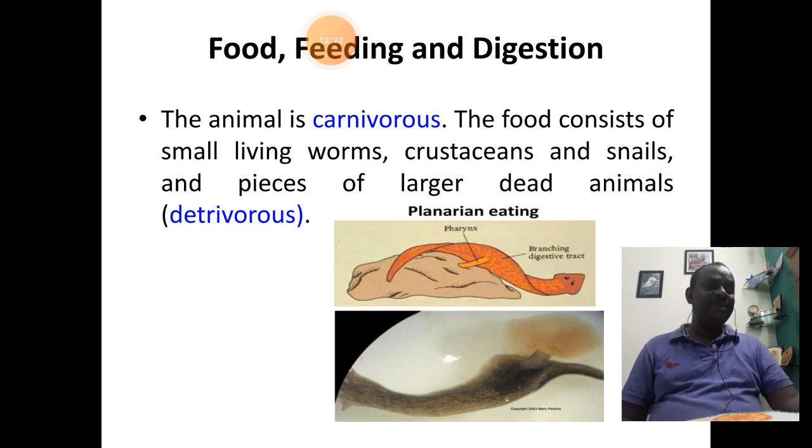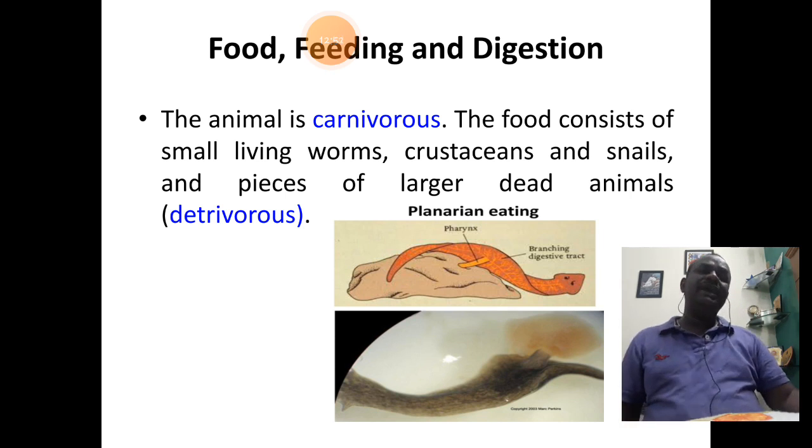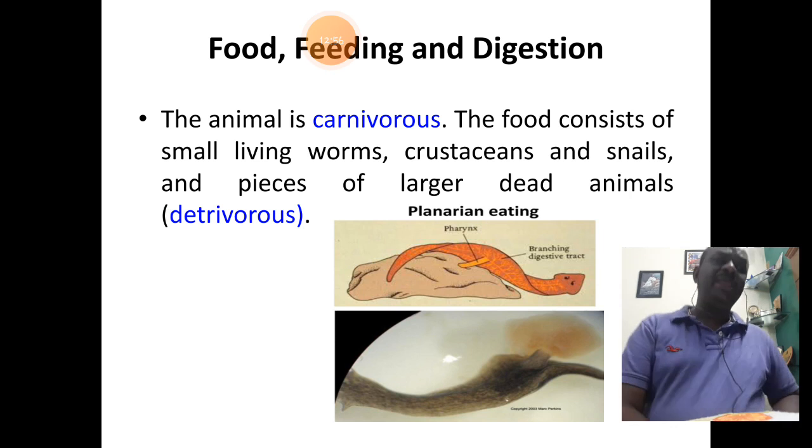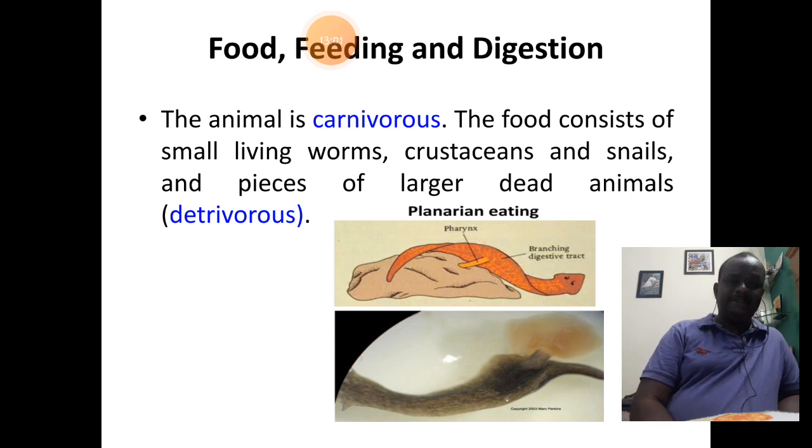Students, remember we have learnt how the parts of the digestive canal or alimentary canal are positioned, what their structural details are, and what exactly is the function of each part. After understanding the alimentary canal of Planaria, next we will move on to the food, feeding and digestion process in Planaria. Planaria feeds on small living larvae of crustaceans and snails.